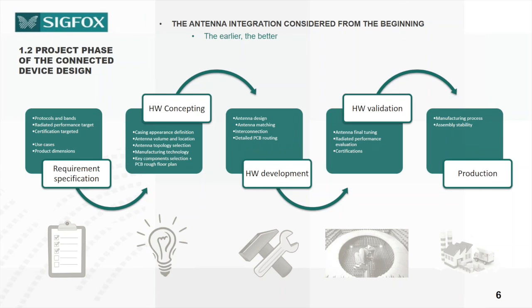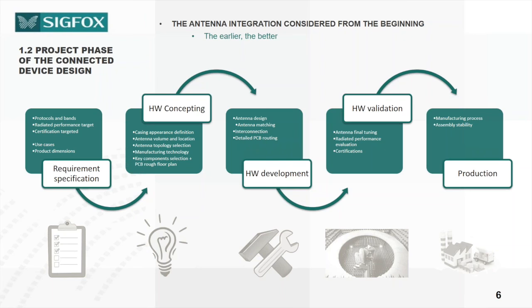Then when the hardware development is done, you move on to the hardware validation phase. In this phase, this is when you have the prototype. So this is where you are going to finalize the antenna tuning. You might need a few runs of prototypes. It might not work the first time, but then you try to converge to a final antenna tuning.